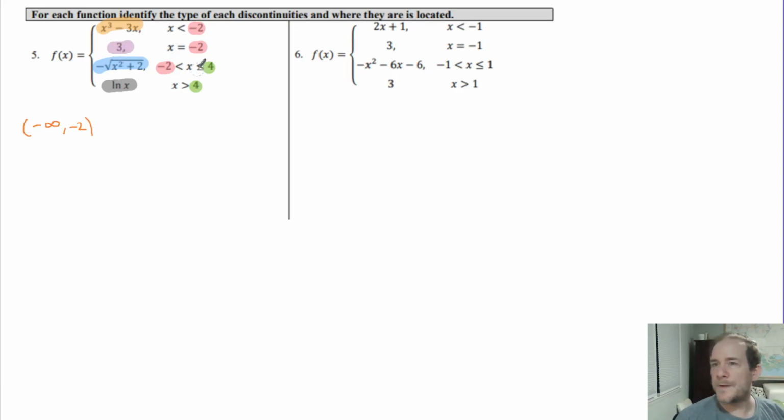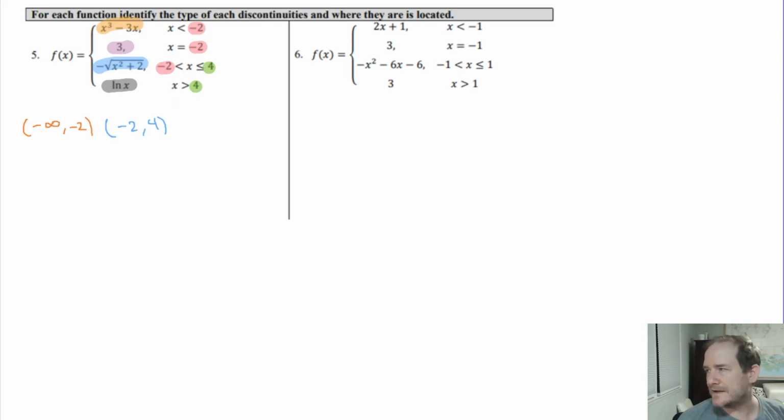But in blue, I have a radical, and luckily for me, x squared plus 2 is never ever negative. So this actually would have a domain that goes from negative infinity to infinity and has no discontinuities. So that blue guy does tell me that I'm continuous from negative 2 all the way to 4.